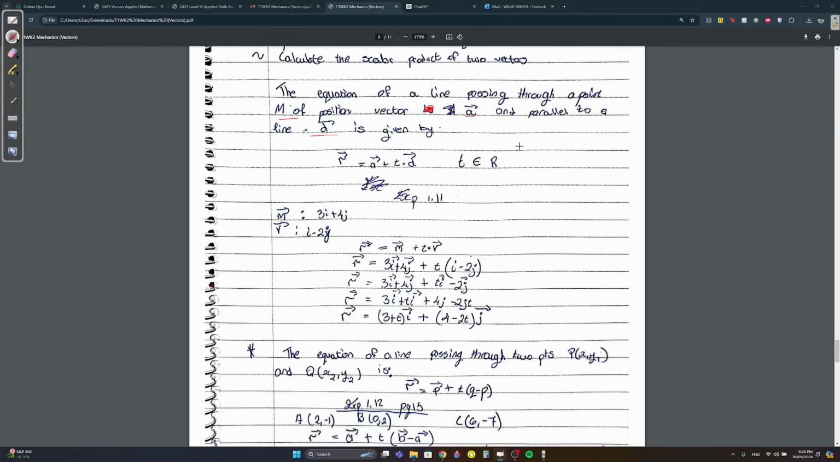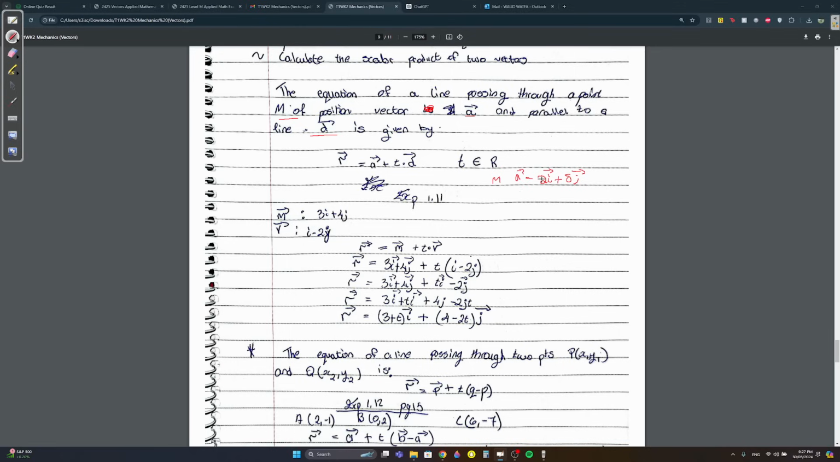They tell you there's a line L that passes through a point M, and they tell you its position vector. It passes through M, so M belongs to L. Let me rephrase it. There's a line that passes through M, and that M has a position vector, let's say 2i plus 5j. M and its position vector is called A.